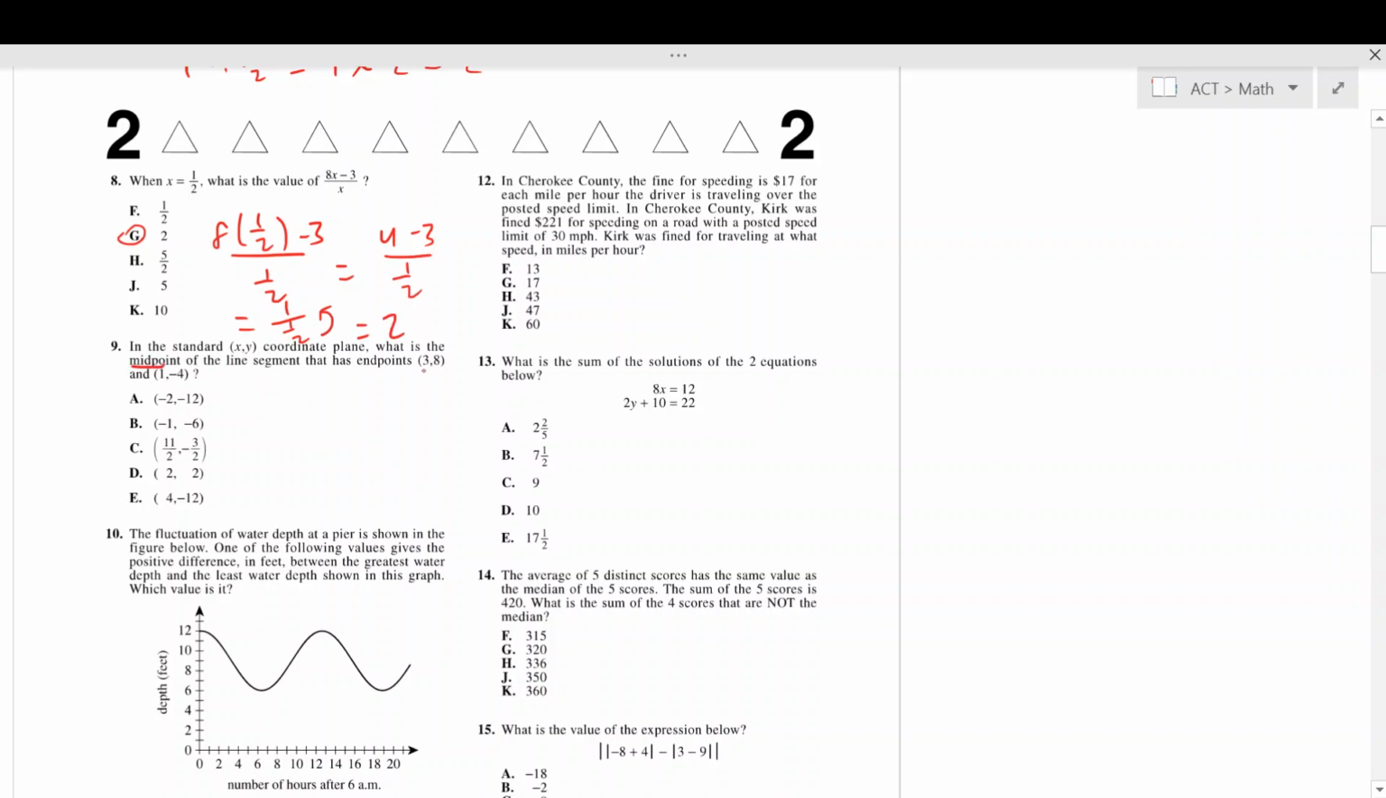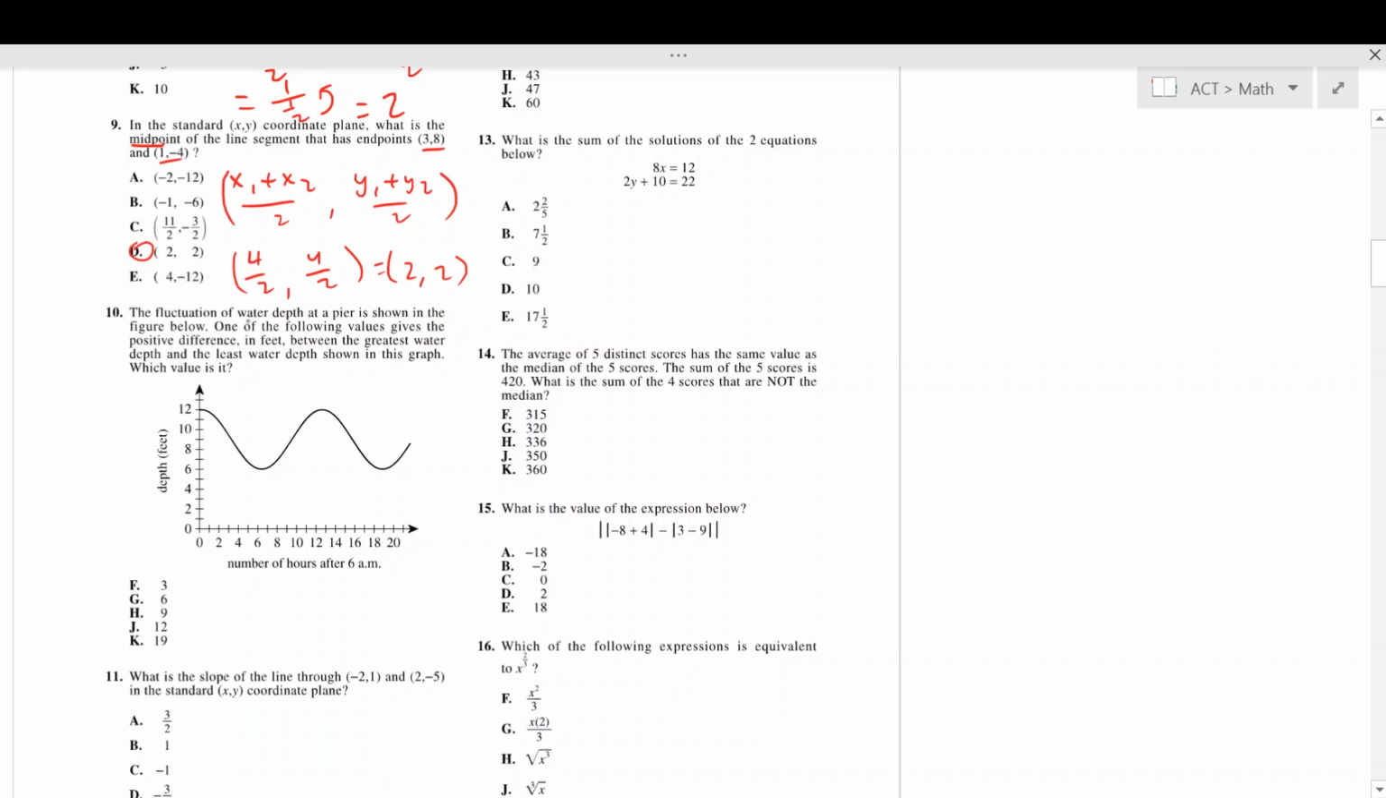What's the midpoint of these 2 points? So remember our midpoint formula, that will be x1 plus x2 over 2, comma, since these are points, y1 plus y2 over 2. So apply that formula here. So 3 plus 1 is 4 over 2, comma, 8 plus negative 4 is 4, again over 2, and that will be equal to 2, 2. That's our answer.